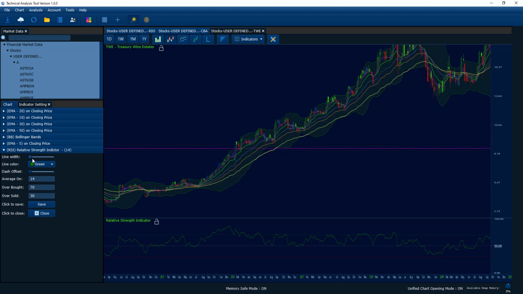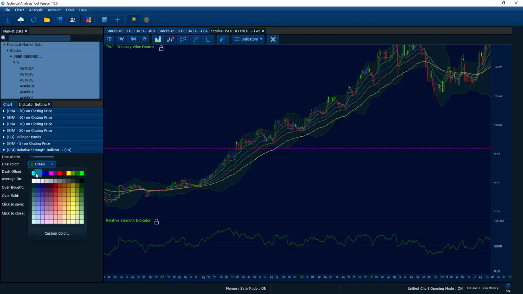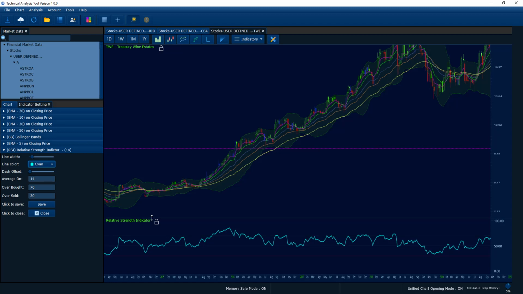The first one is the line width. Not much to say, because the RSI indicator reads a number from 0 to 100. The blue center line is 50. Because the range is from 0 to 100, you also have an upper range and a bottom range. First of all, you can configure this line width. Second, you can configure the RSI line color, and also the dash configuration.